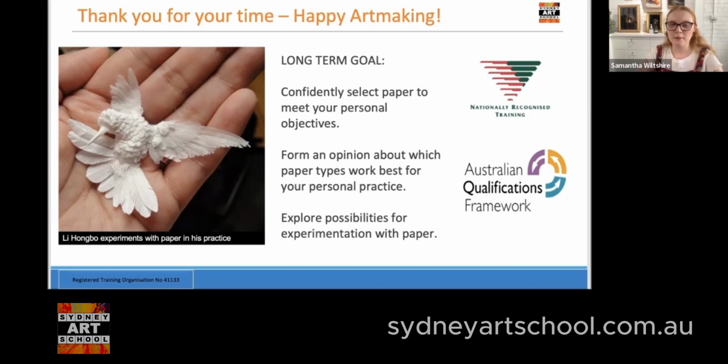And our long-term goal is to confidently select paper to meet your personal objectives, form an opinion about which paper type works best for your personal practice, and to explore possibilities for experimentation.